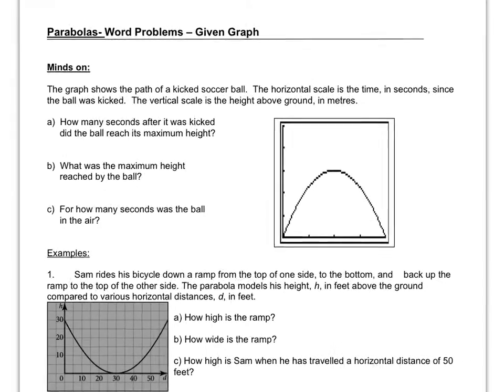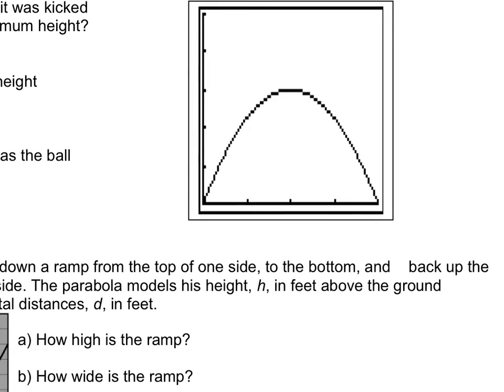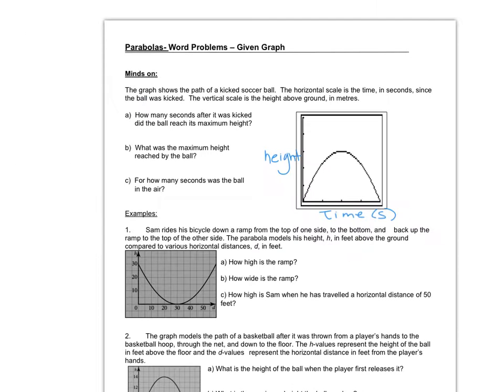So if we look at the first one here, the graph shows the path of a soccer ball that's being kicked. The horizontal scale is in time since the ball was kicked, and the vertical scale is the height above ground in meters. So the horizontal is time in seconds, and the vertical is the height, and that's measured in meters.